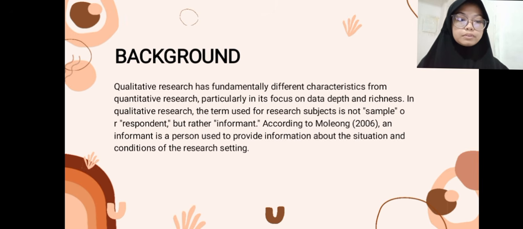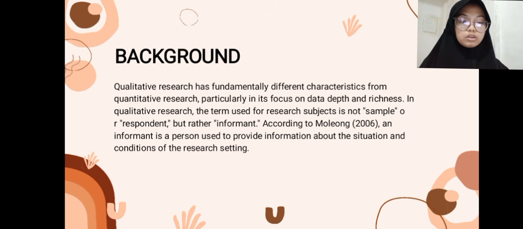I will present the first material, followed by my colleague Noor, and then lastly Zahra. First, background. Qualitative research has fundamentally different characteristics from quantitative research, particularly in its focus on data depth and richness. In qualitative research, the term used for research subject is not sample or respondent, but rather informants.